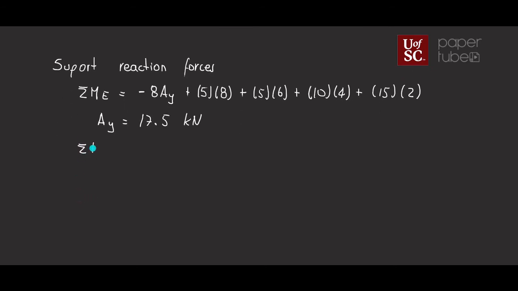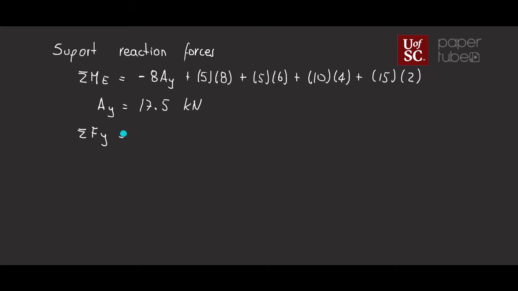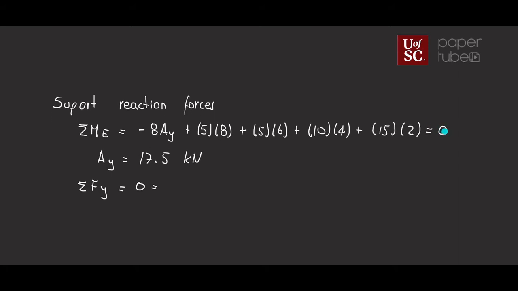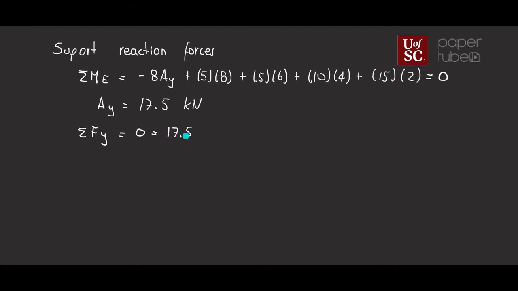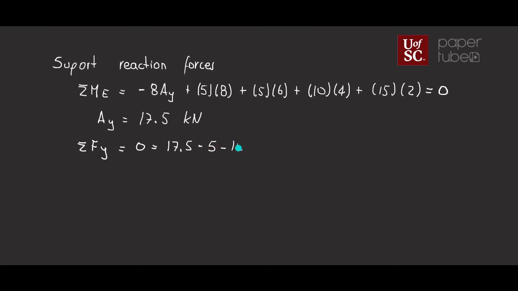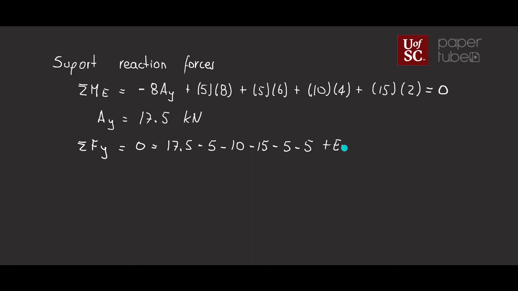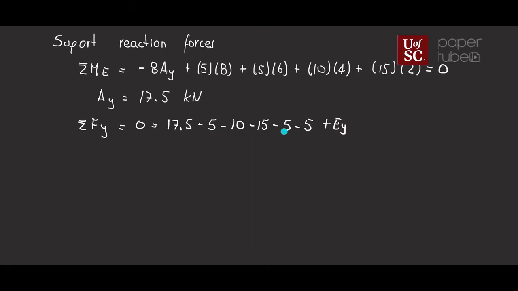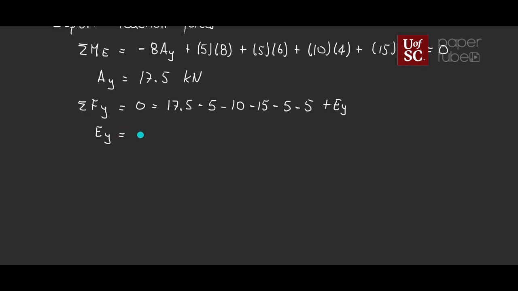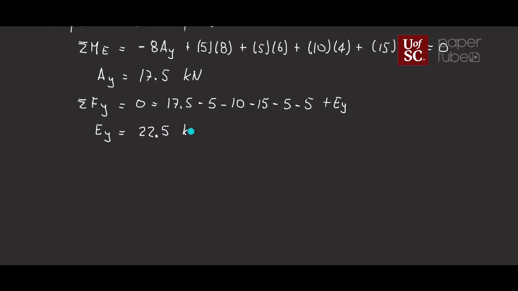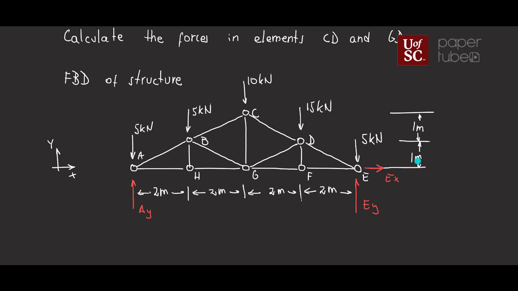So the sum of the forces in Y should be equal to zero, because we're in equilibrium. By the way, I forgot to put the equal to zero here. Okay, there you go. So we have 17.5 going up. Then we have minus 5, minus 10, minus 15, minus 5, minus 5, plus EY, right? All that 5, 10, 15, and 5, they're all the forces that are going down on the structure. They're applied on top of the structure, but they're going down. That's why they're negative. And then at the end, we have EY. Solving for EY, we should get 22.5 kilonewtons.